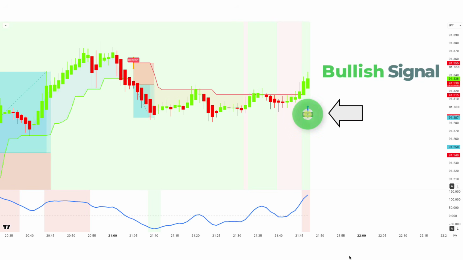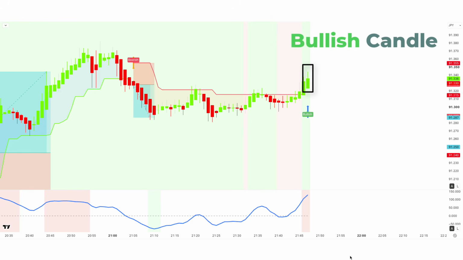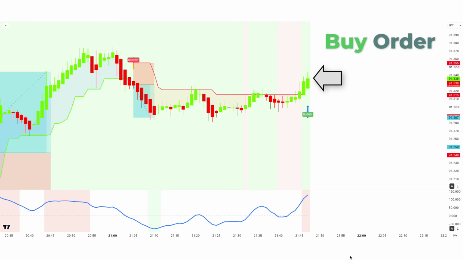Here, the Domination PRO arrow up of this indicator is a bullish signal. Here, the blue line of Noro's Wave Trend Oscillator V1.0 is above the zero line. Here, the market has made a bullish candle to give confirmation. So all our conditions are being fulfilled, so we are placing an order to buy.